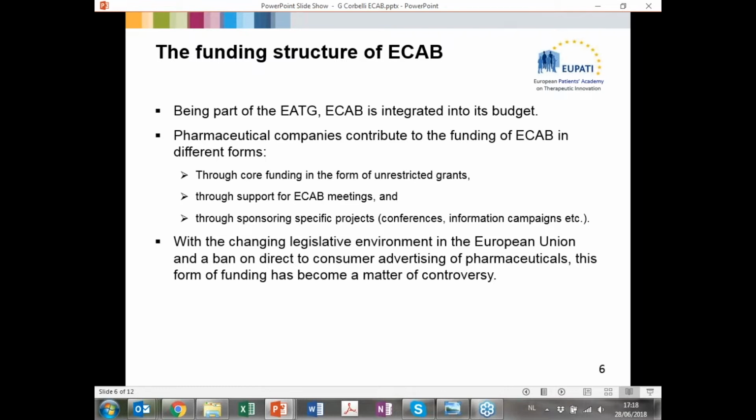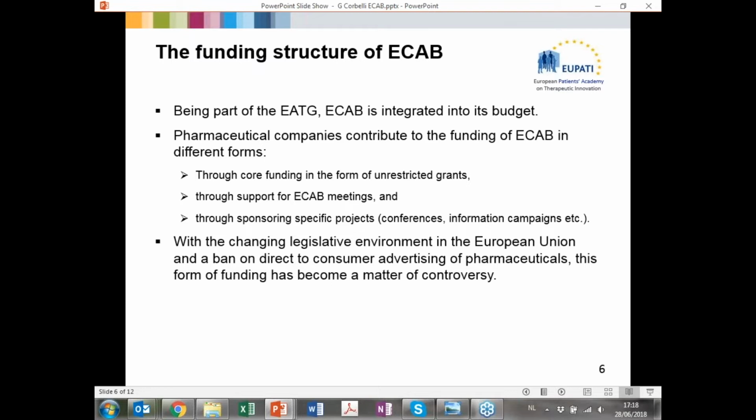Let's see a bit how the Ecab is structured and how it works. And the most important part is money, as usual. So the Ecab budget is integrated into the EATG budget, and pharmaceutical companies can contribute to this work through core funding, but they also support the Ecab meetings. Anytime they come to an Ecab meeting, they pay a fee to take part, and this fee covers the expenses for organizing the meeting itself. And also sometimes pharmaceutical companies can sponsor specific projects.